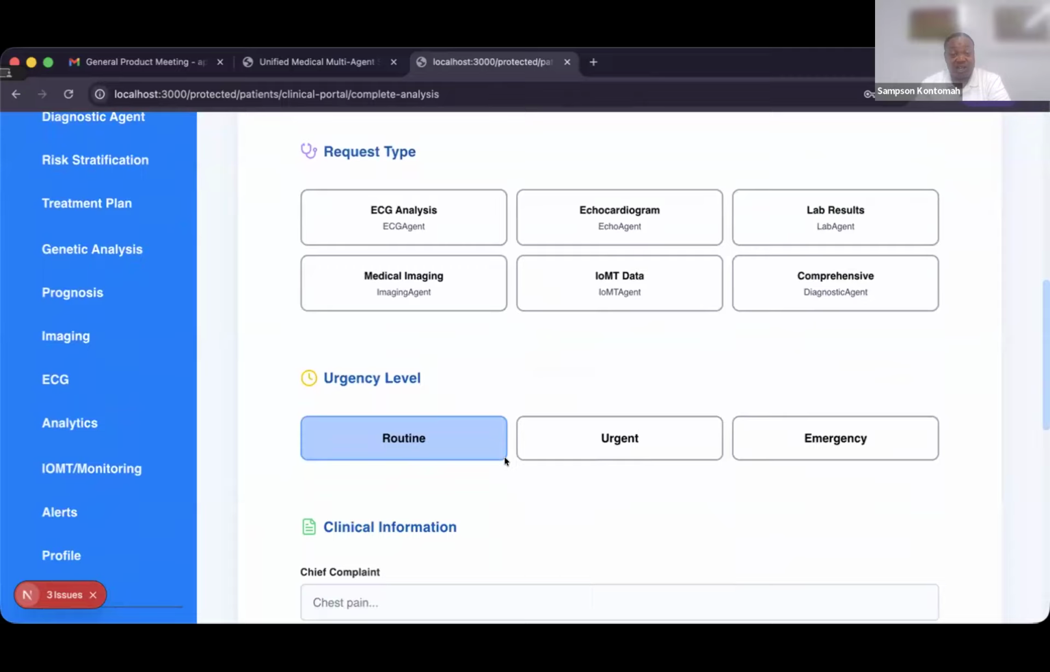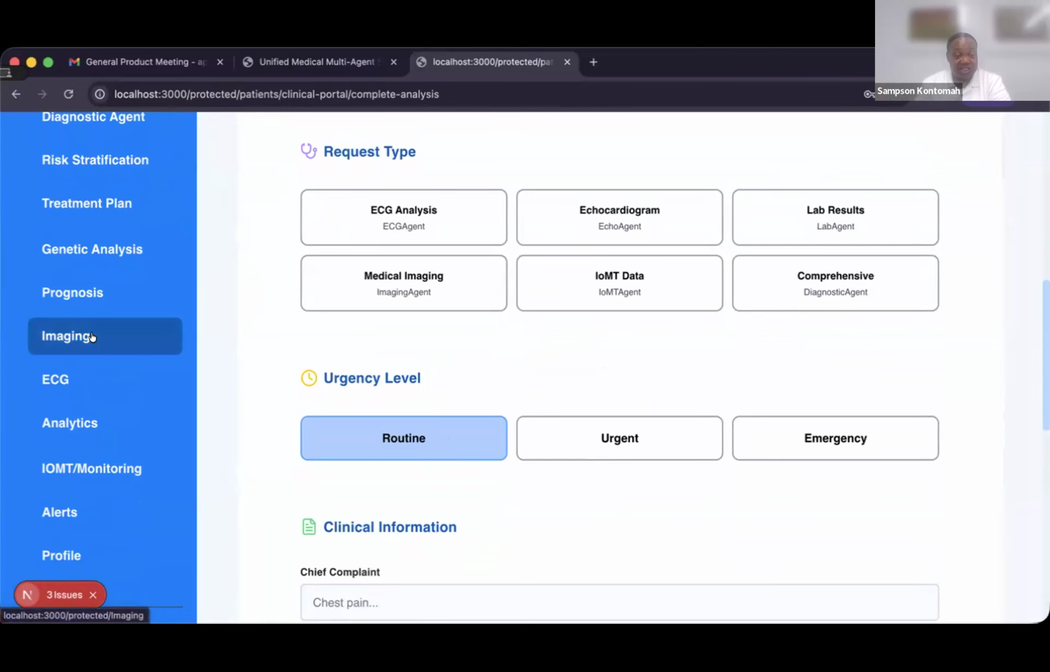So they can do ECG analysis using the ECG or echo using the echocardiogram, or they can do the lab analysis using the lab agent. So very important here is the medical imaging and then the Internet of Medical Things agent, and comprehensive if you want to do all. So let me start with the medical imaging. So go back to the medical imaging, which is impacted by our PACS and DICOM system for imaging studies.